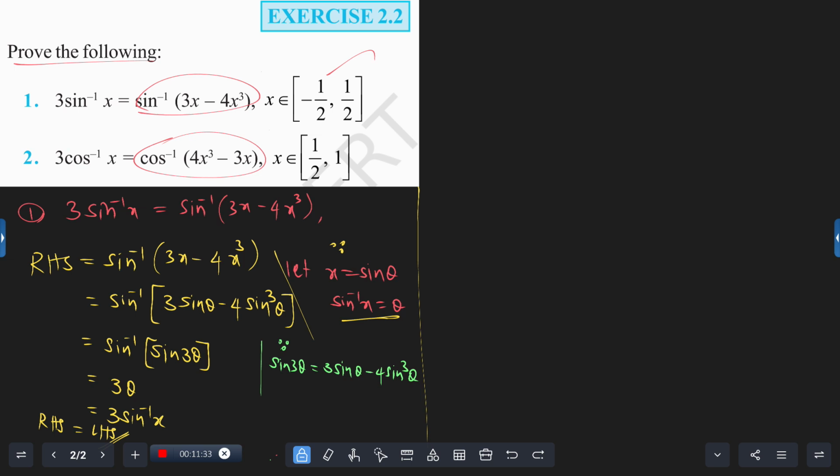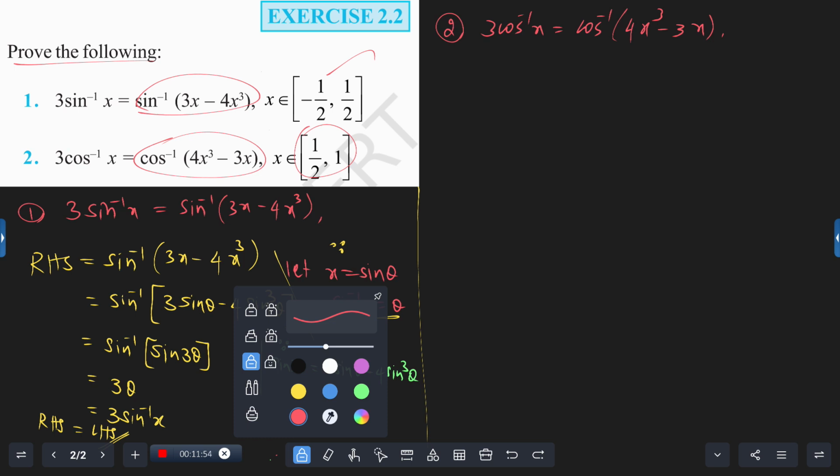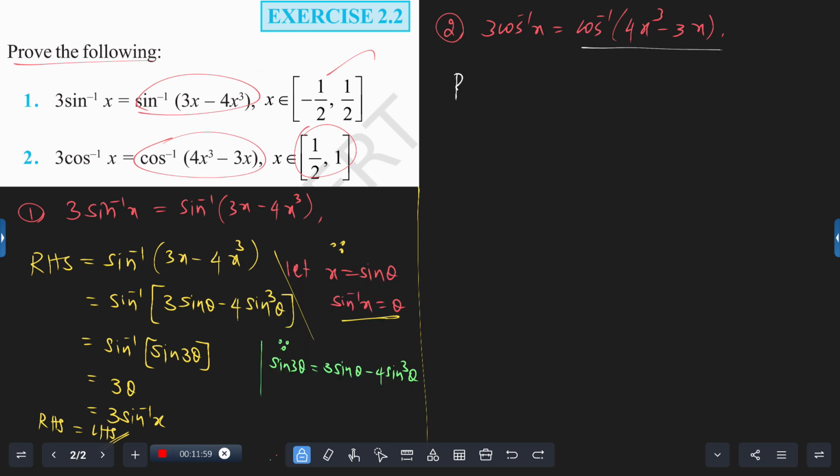Understand? Right. Now we are going to the second question. What is given? 3 times cos inverse x is equal to cos inverse of 4x cube minus 3 times x. Here the domain is given: x belongs to 1 by 2 comma 1, they have mentioned. Right, let's solve this. First I am going to take the right hand side. Right hand side we have cos inverse of 4x cube minus 3 times x.